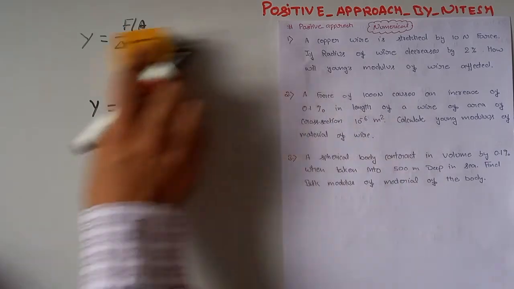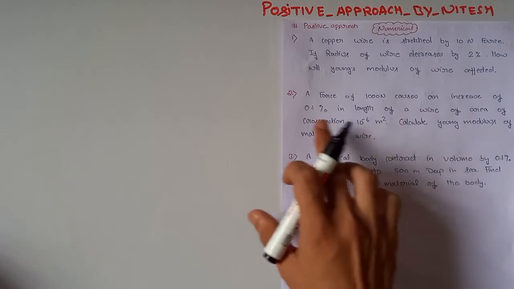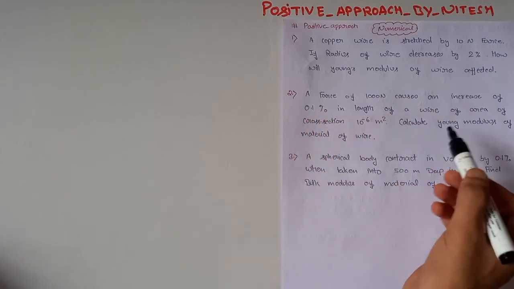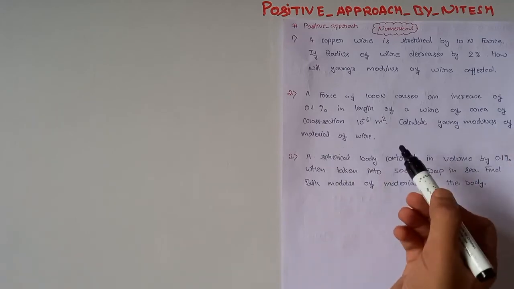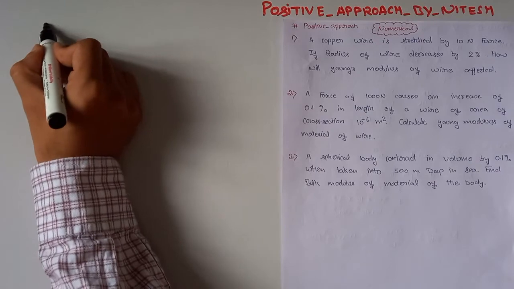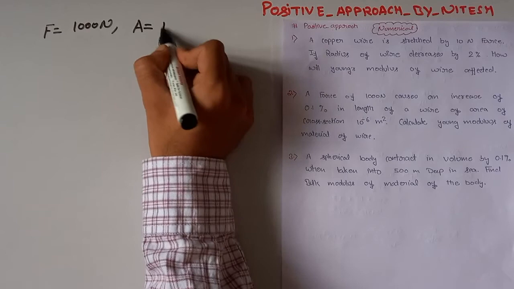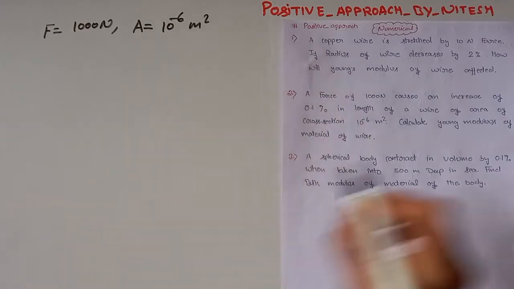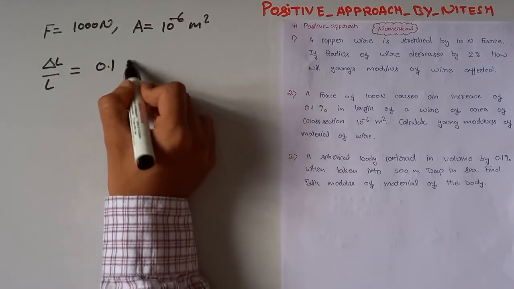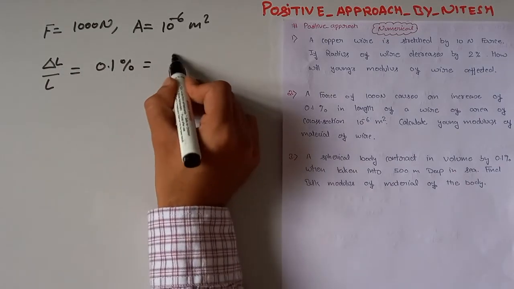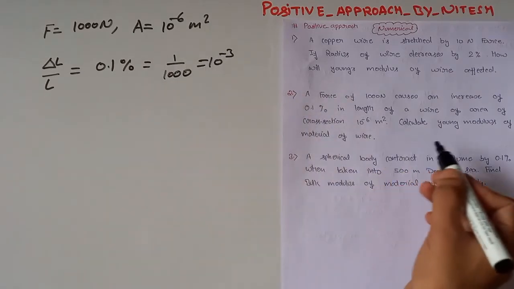Our next numerical is: a force of 1000 Newton causes an increase of 0.1% in the length of a wire of area of cross section 10 raised to power minus 6 meter square. Calculate the Young modulus of the material of the wire. Given that force is equal to 1000 Newton, area of cross section is 10 raised to power minus 6 meter square, and del L divided by L is equal to 0.1%, which is equal to 1 divided by 1000, that is 10 raised to power minus 3. We have to calculate Young modulus.